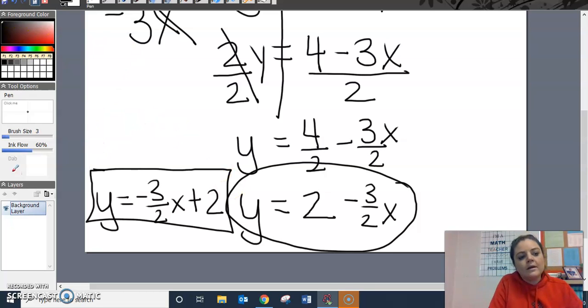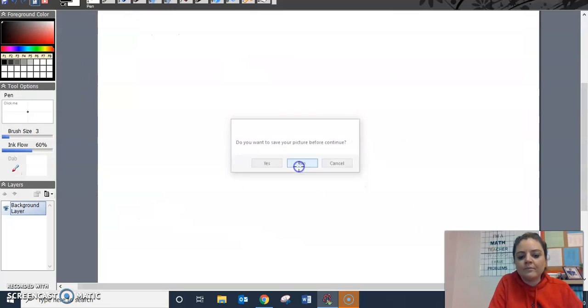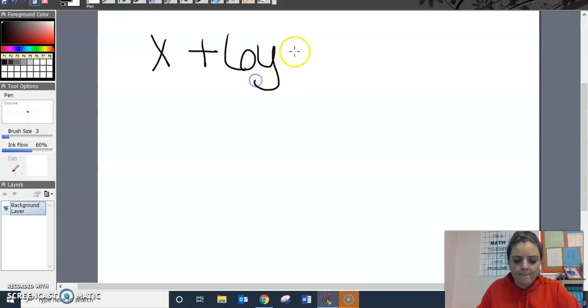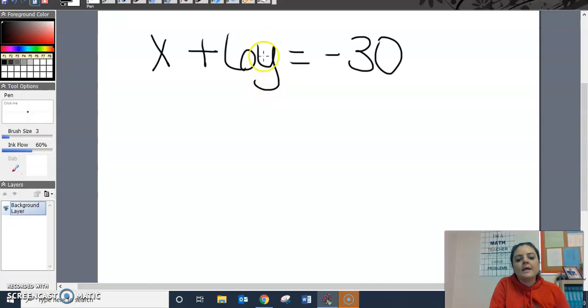You can pause this if you need to. I'm going to go to our next question. x plus 6y equals negative 30. Again, we want y by itself on the left side of the equal sign, which y is not. There's a lot of other things over here. We have x and we have our 6. So we need to work away from the y. We're going to start with the x.